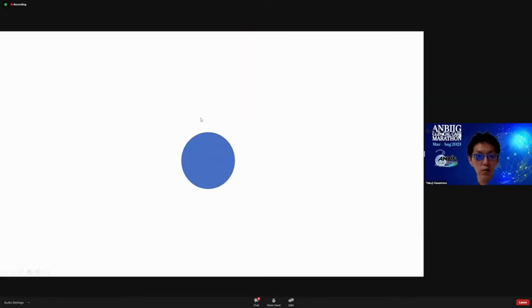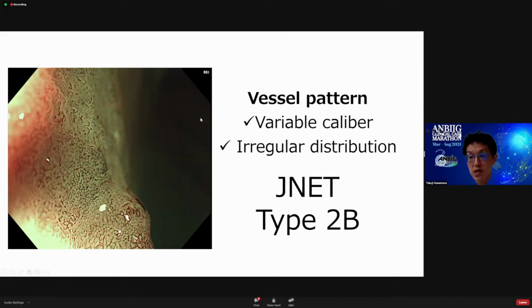As Dr. Sano mentioned, my diagnosis was JNET type 2B. I think in this region the surface pattern is not clear. So we diagnosed by the vessel pattern, the variable caliber and irregular distribution, and this is JNET type 2B. The next slide.